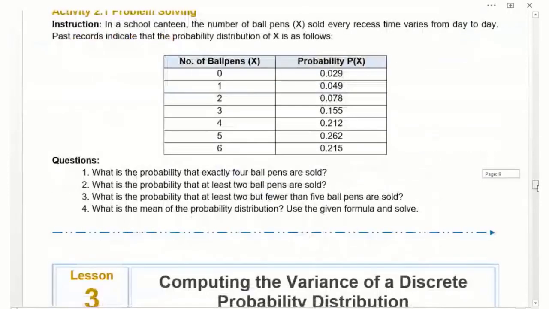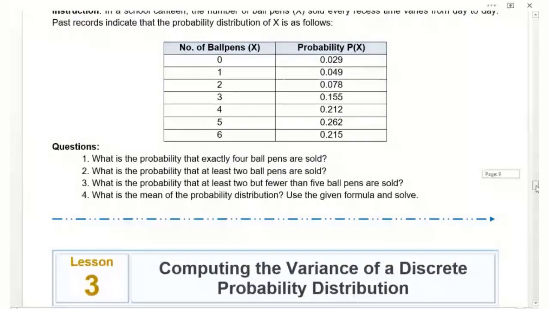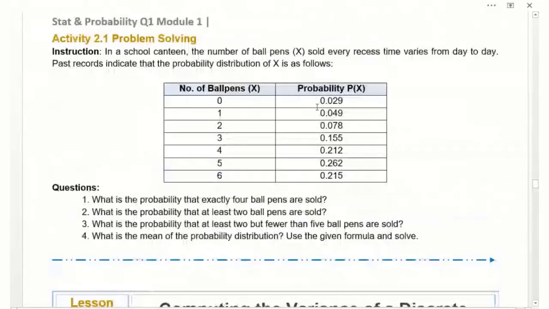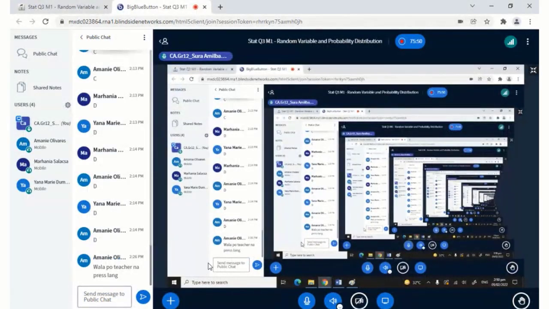So this part, the problem solving, kahit gusto ko pang itulungan kayo for solving this right now, I hope you will try to enjoy kasi kailangan na lang ditong kunin yung x times px, 'di ba? And then kailangan na lang din siyang i-add so that you will get number 4. What is the mean of the probability distribution? Use the given formula and solve. But the first 3 questions, yun lang din yung ginawa natin kanina sa letter C sa assessment 1.1. 'Di ba? So this activity 2.1 problem solving should be quite doable, no? Hindi naman siguro masyadong easy but it is doable for you, I am sure.